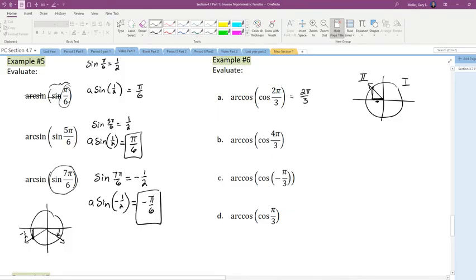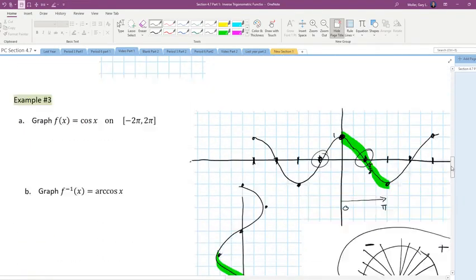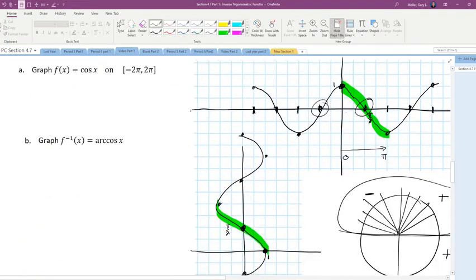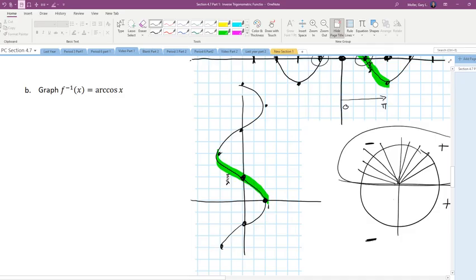But again, why? Let's just take a quick second. The cosine of 2 pi over 3 is going to be negative 1/2. The arc cosine of negative 1/2, you will recall, right? We are looking between 0 and pi. And so we're saying what angle has a cosine of negative 1/2? It's going to be this angle right here, which is going to be the 2 pi over 3.